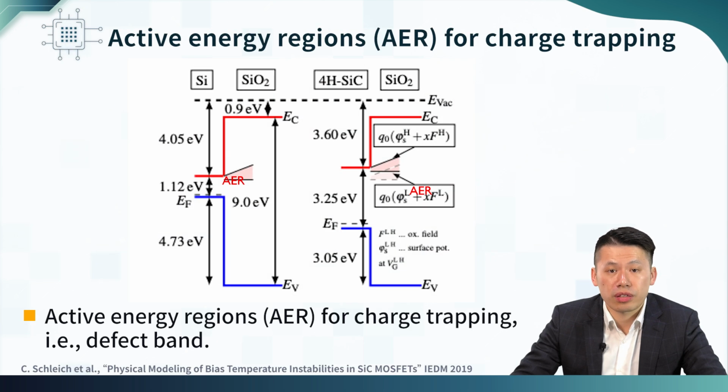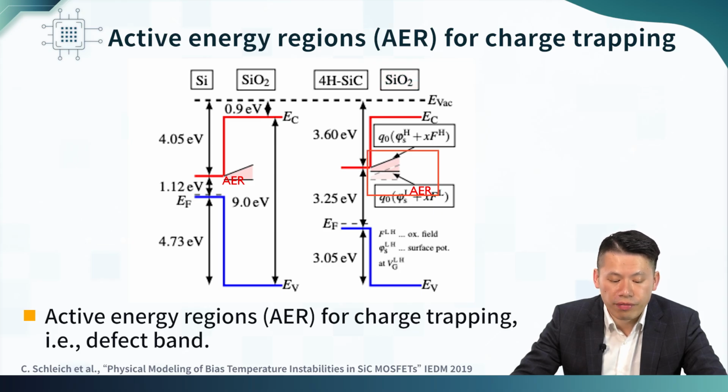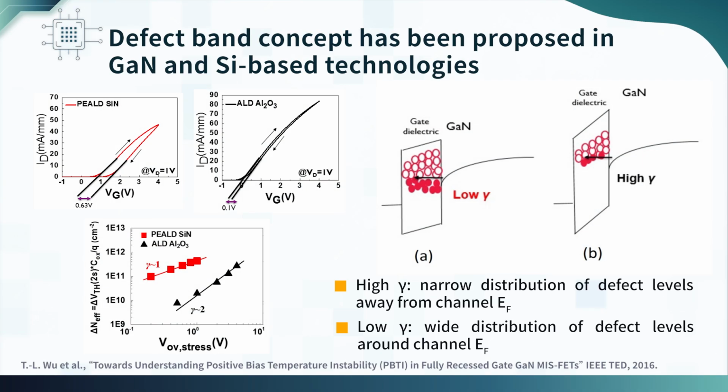So recently, a paper proposed an active energy region for the charge trapping, and the idea is very similar to the defect band mentioned in gallium nitride. As long as electrons start to be injected, and you have the defect band inside this dielectric, you can start to see trapping here. This is the case with SiO2 on silicon, but it can also be possible for SiO2 on silicon carbide, which also has this defect band. As already mentioned in gallium nitride, I won't review it again, just a reminder that a similar concept is also employed in gallium nitride to understand the BTI by using the defect band.